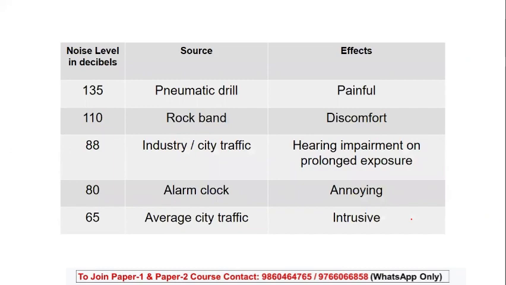Noise. We studied the noise levels for industrial as well as residential areas. But let us see the source and effects also. If it is 135, it is a pneumatic drill, which is very painful. 110, a rock band, which is very uncomfortable. 88, that is the traffic, which causes hearing impairment on prolonged exposure. 80 is an alarm clock, which is annoying, and 65, that is city average traffic, which is intrusive. So these are the effects. You may get a question out of this. There is no question yet seen, but the table is formed so that in case you get it, you can write it.